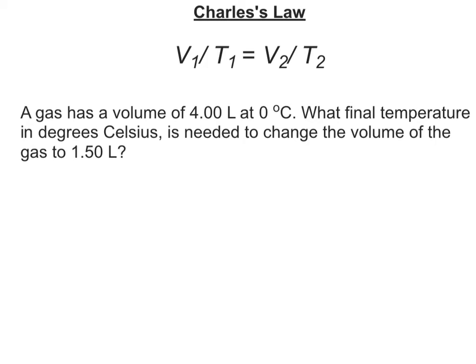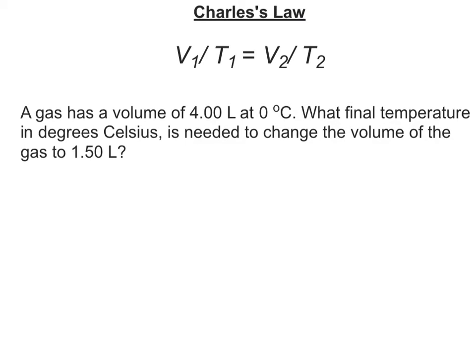Let us take an example on Charles' law. Charles' law says that the volume of a gas is directly proportional to its temperature, which means that when the gas temperature increases, its volume also increases. A gas has a volume of 4.00 liters at 0 degrees Celsius. What is the final temperature in degrees Celsius needed to change the volume of the gas to 1.50 liters?